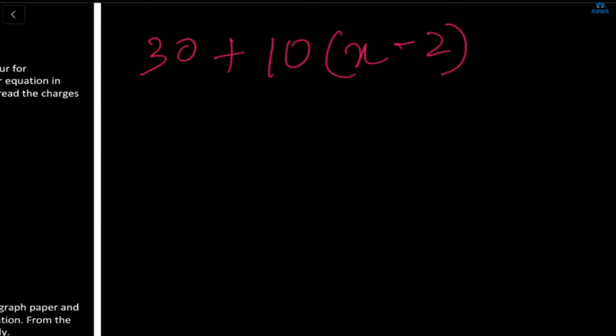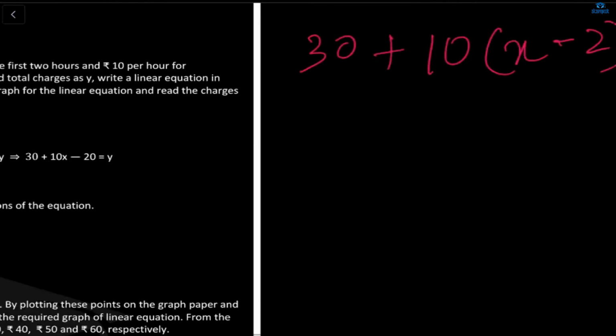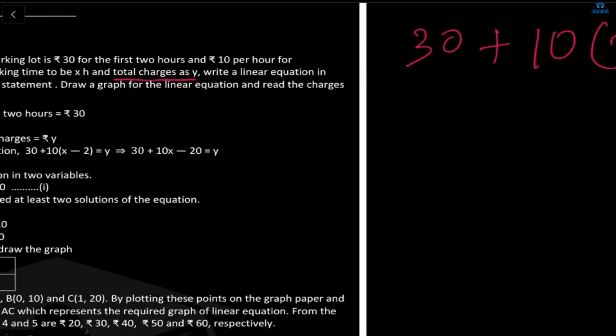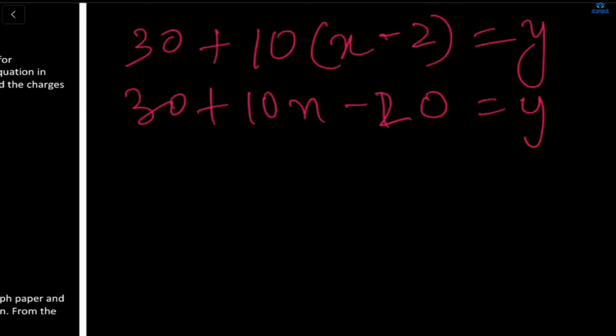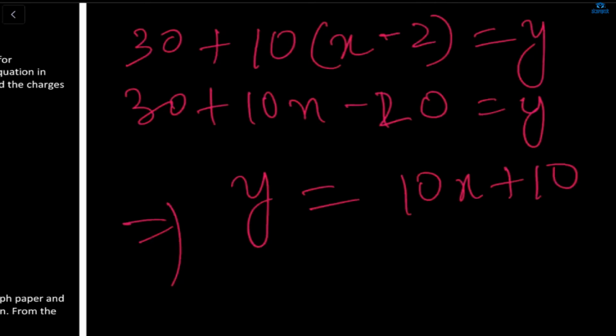that is 10, and the person has paid the total charge as y. So this will be equal to y. So this is your equation. Now let's solve this equation. So we get 10x minus 20. So y is equal to, because we have to show it in respect of y, y is equal to 10x plus 10. So this is your equation.